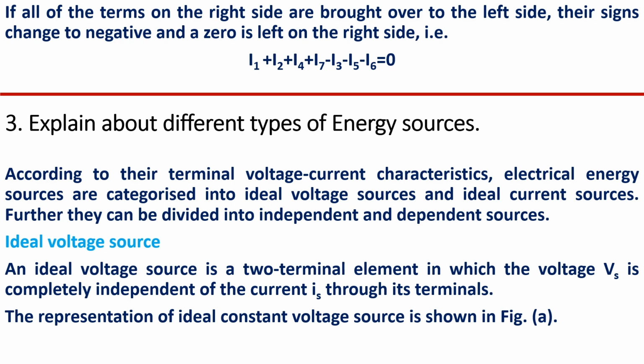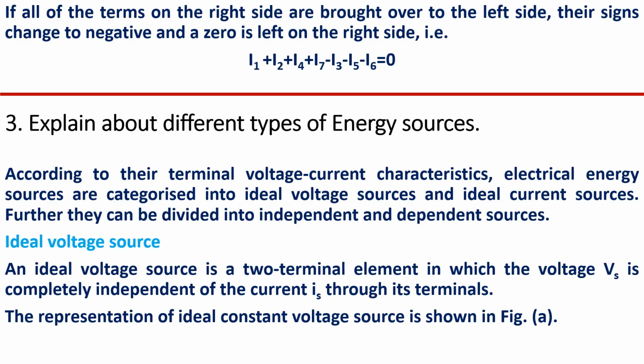Explain about different types of energy sources. According to their terminal voltage-current characteristics, electrical energy sources are categorized into ideal voltage sources and ideal current sources. Further, they can be divided into independent and dependent sources.